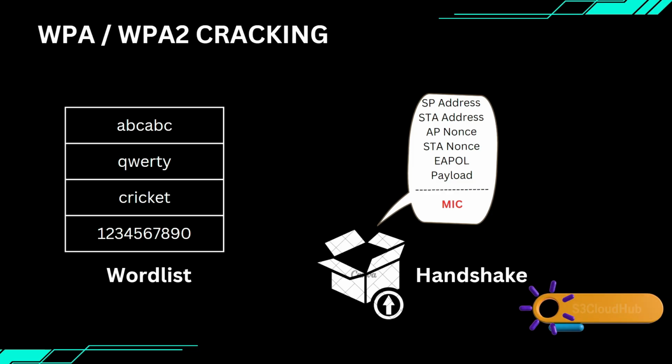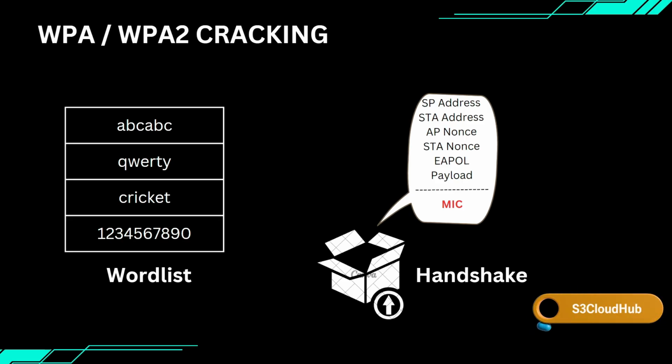Then it combines all the other information from the handshake with the first password in the word list to generate a new MIC. It then compares this newly generated MIC with the one extracted from the handshake. If the two MICs match, then we have found the correct password for the network. If they don't match, the tool will move on to the next password in the word list. It keeps repeating this process, taking each password from the word list, combining it with the handshake data, generating a new MIC, and comparing it with the original MIC. If one of the passwords generates the right MIC, that's the network password. If none of them match, then we won't be able to get the password using this word list.